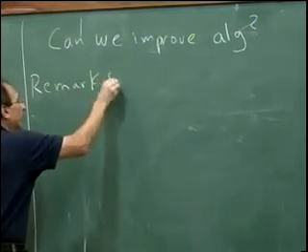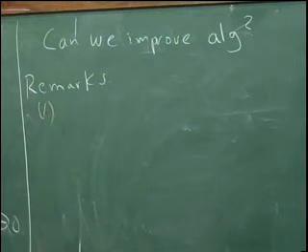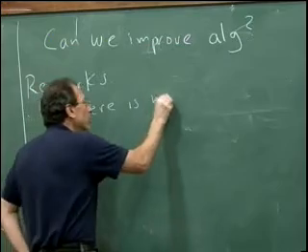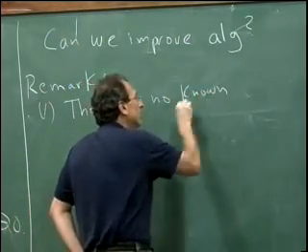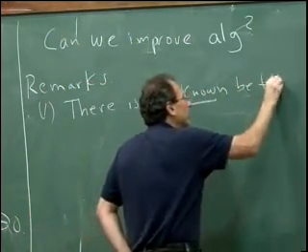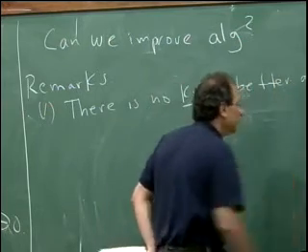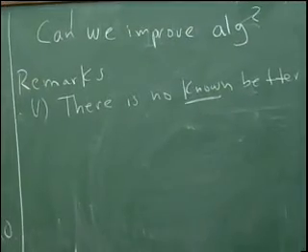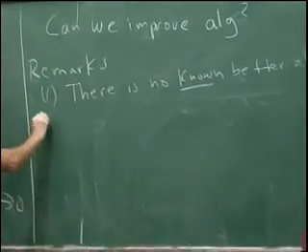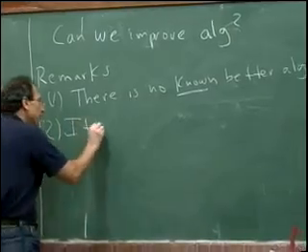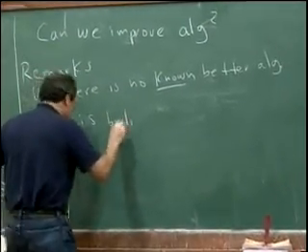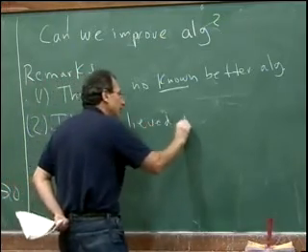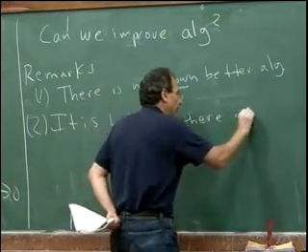I'll make a number of remarks here. One is there is no known better algorithm. So there's no algorithm which you can provably show does better than 1 over n to the 1/4. Two, it is believed there are better algorithms.